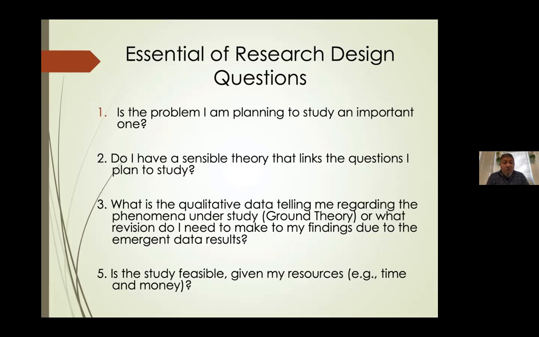The next one is, what is the qualitative data telling me in regards to the phenomena under study? Like I said before, grounded theory: I want to learn from the ground. So the qualitative researcher is not so interested in having hypotheses or ideas that I already know what the problem is, but instead is more interested in unfolding what the issues may be. Or, what revisions do I need to make to my findings due to the emerging data results? Meaning that the qualitative researcher is always making revisions to his or her findings based on new evidence.